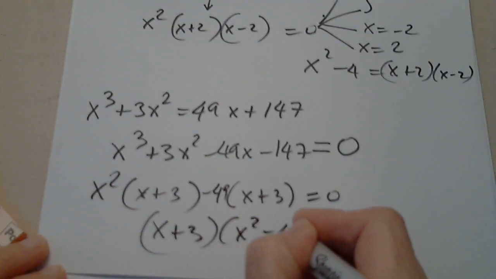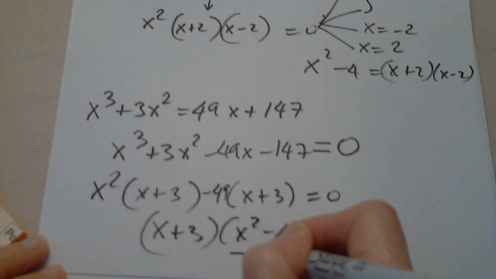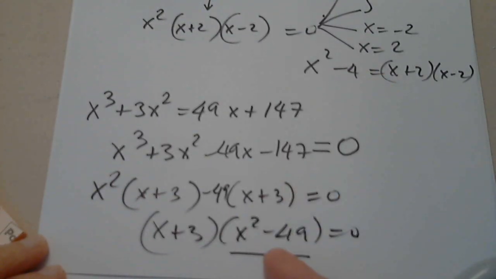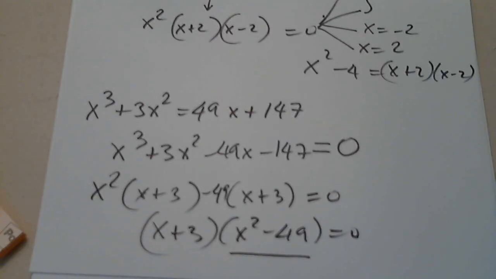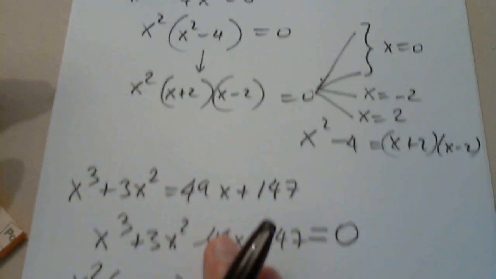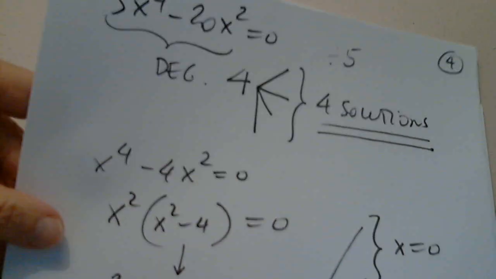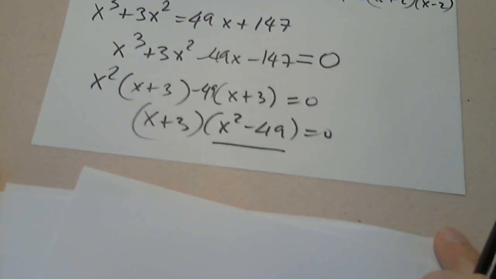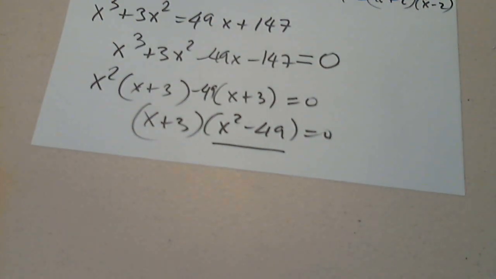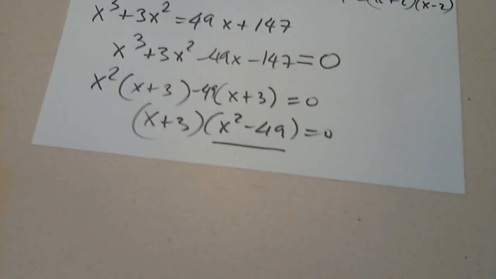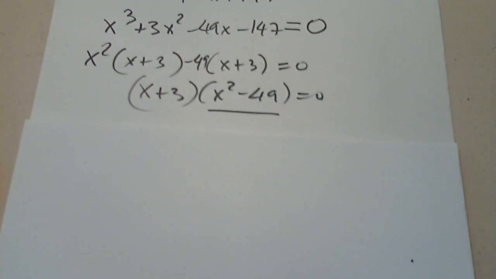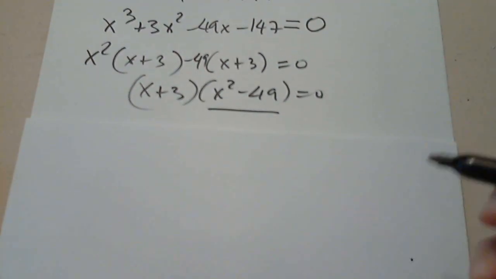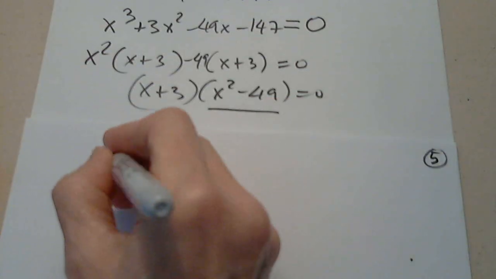Very good. But I look at x squared minus 49, and I know it's the same special product, the difference of squares. I have to factor completely. Good. So, how do I factor x squared minus 49? X plus 7. X minus 7. Very good.